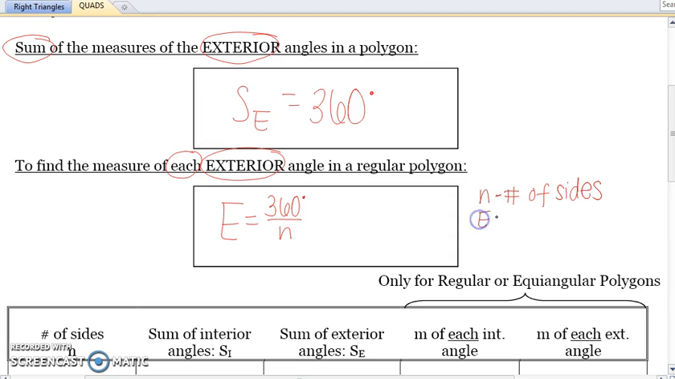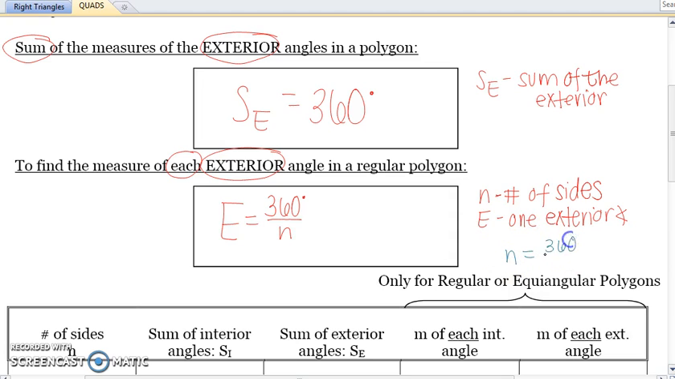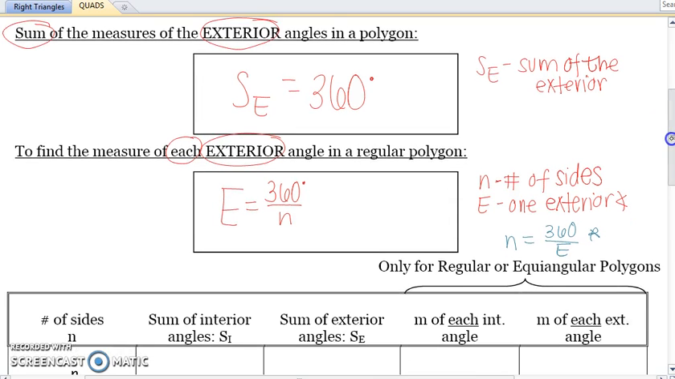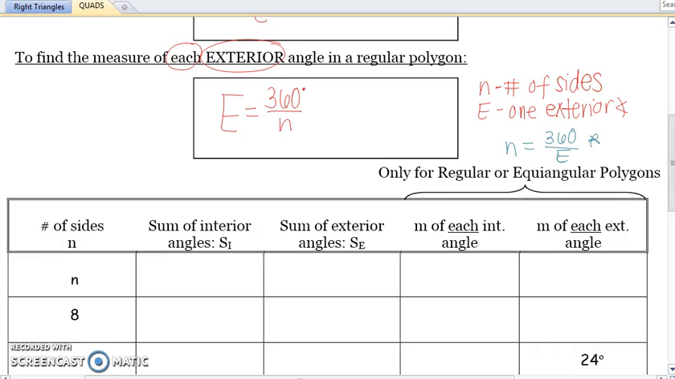Let me also specify what E means. That is just one exterior angle. And S sub E up here is just sum of the exteriors. And that other formula that I just mentioned is N is equal to 360 divided by E. You can use either formula. I like to use this formula when I'm trying to figure out the number of sides. I use this formula when I'm trying to figure out one exterior angle. Okay, let's give a couple of these a shot.